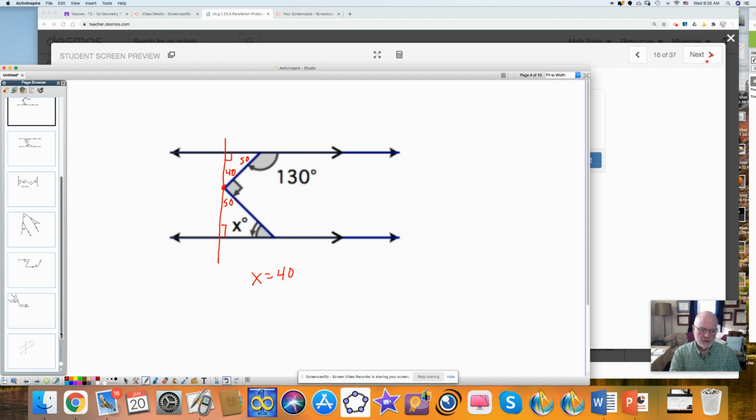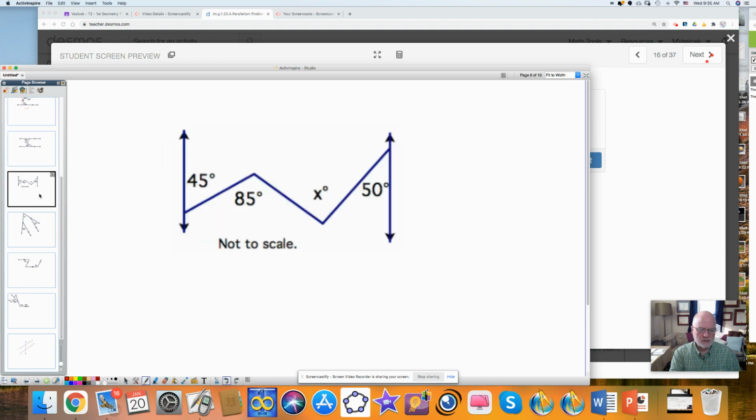The fourth one of these is one that looks like this. And to solve for x, yes, you could draw a parallel line here, but you will probably have to draw one here as well, and follow it all the way over to get to x.